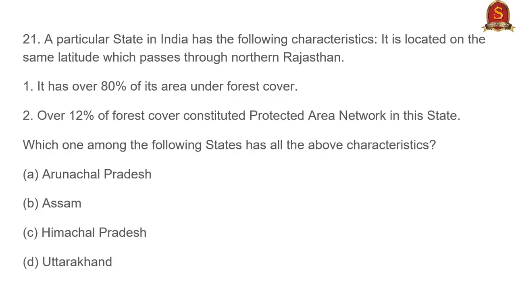Moving to question number 21. Now this is an interesting question. A particular state in India has the following characteristics. It is located on the same latitude, this is the major hint, which passes through northern Rajasthan. Now, you look at the 4 options. Immediately when you're talking about the northern Rajasthan section, compare the latitude. So you're talking about Arunachal Pradesh, Assam, Himachal Pradesh and Uttarakhand.